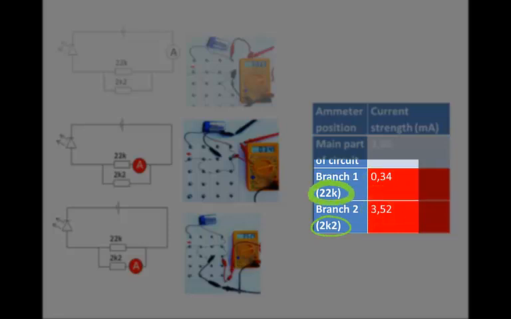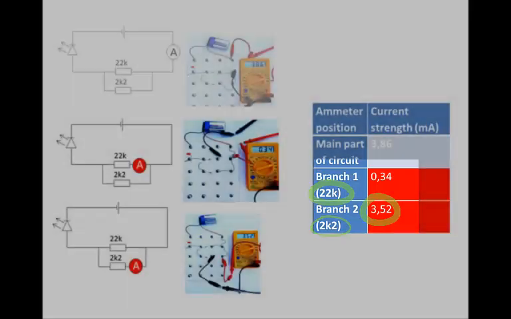The resistance of branch 1 is 22K, 22,000 ohms. But the resistance of branch 2 is only 2K2, 2,2K. In other words, 2,200 ohms. 22 is 10 times more than 2,2. That's why 10 times more current strength goes through the easier branch.